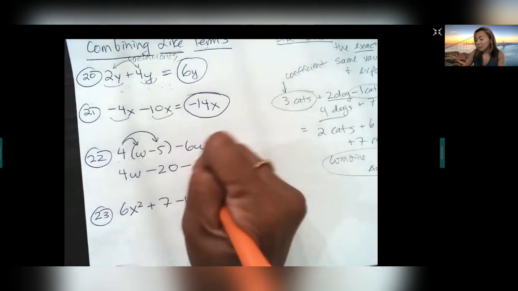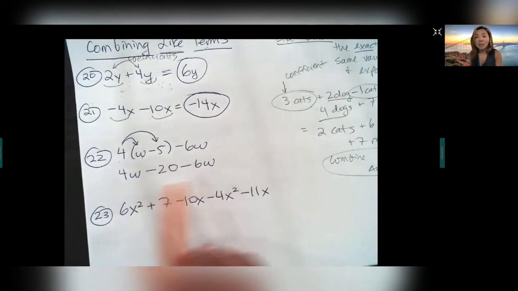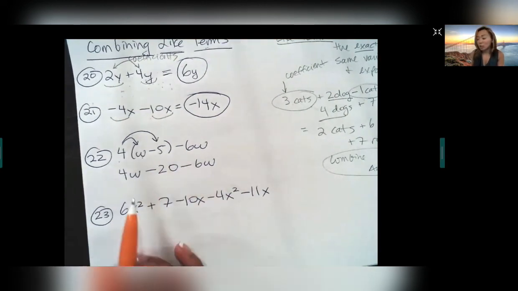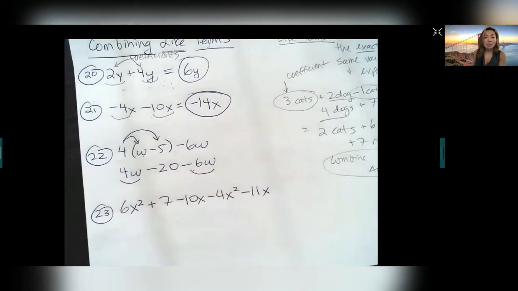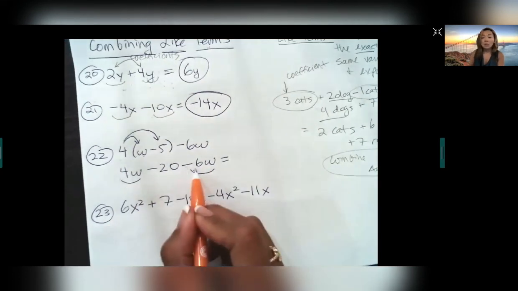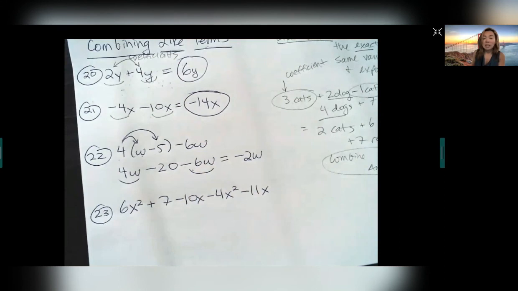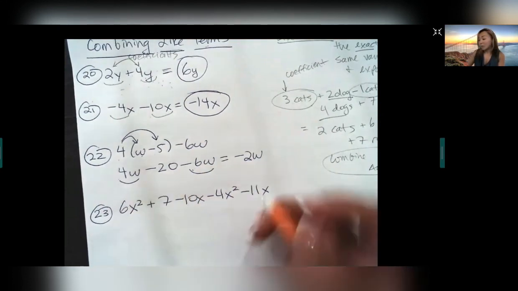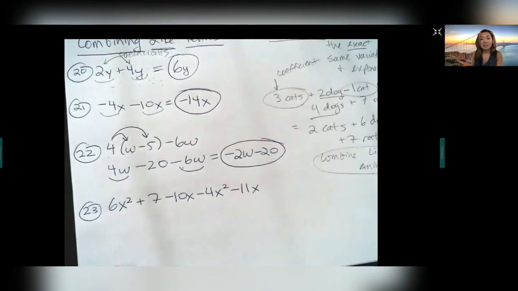And then minus 6w. So now that I'm done with multiplication, I'm going to see, are there like animals? Are there like terms? Yes, there are. There's 4w and negative 6w. So I'm going to combine those two. So 4 minus 6 will give me negative 2w. And then the negative 20 is its own animal. So negative 20. I just leave it as that.